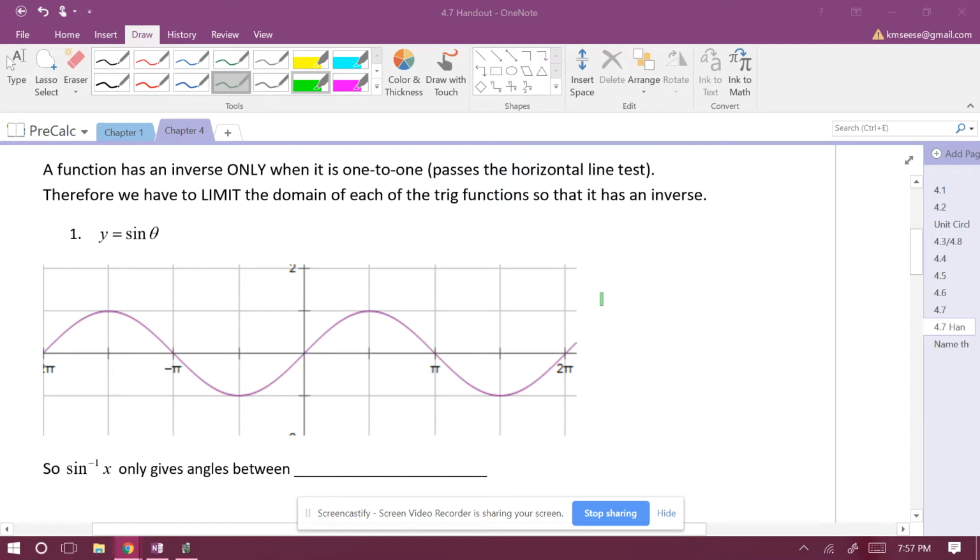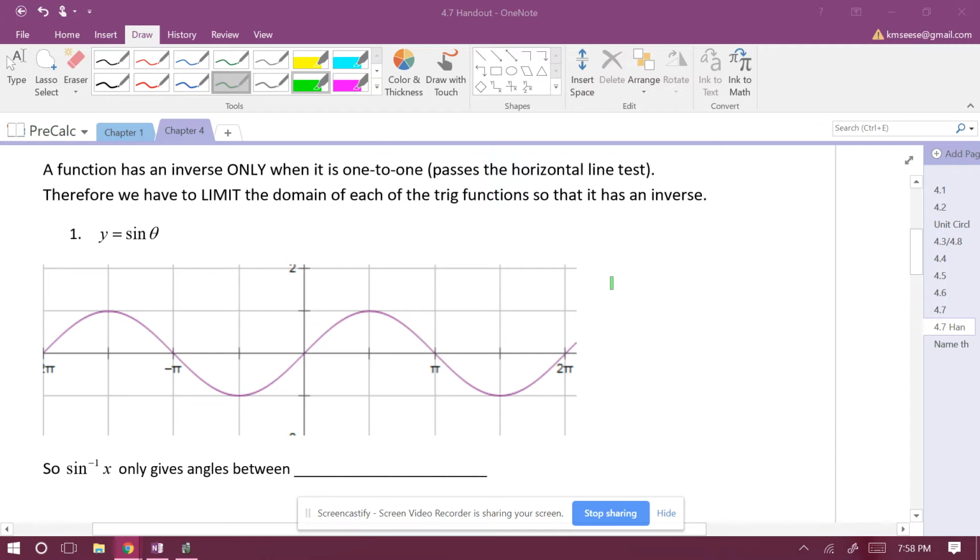So we're talking about inverse trig functions, right? You may recall from chapter 1 when we talked about inverse functions that there's more to it than just switching your x and your y. A function has an inverse if and only if it is one-to-one, meaning it is a function, so it passes the vertical line test, and it passes the horizontal line test. If we look at the trig functions here, sine fails the horizontal line test everywhere.